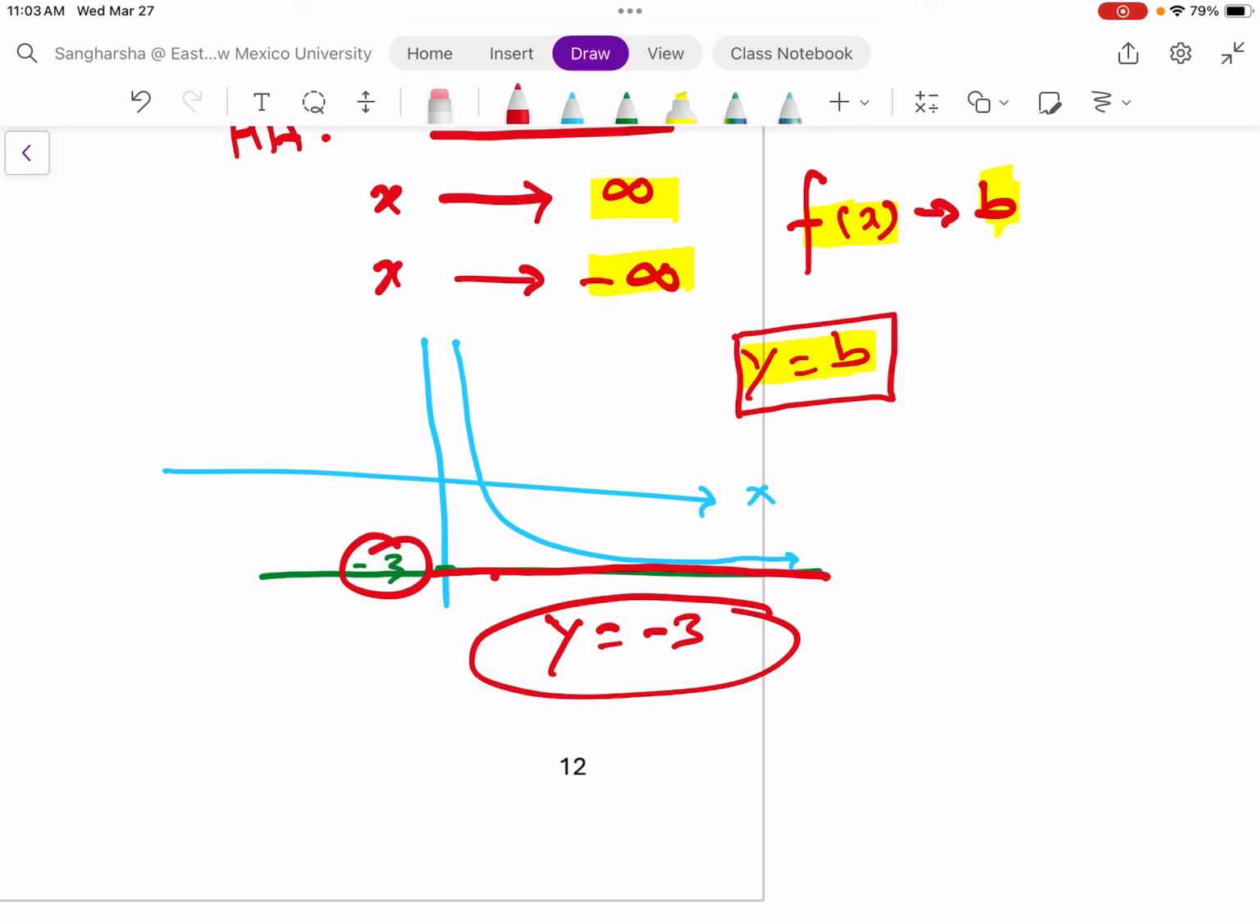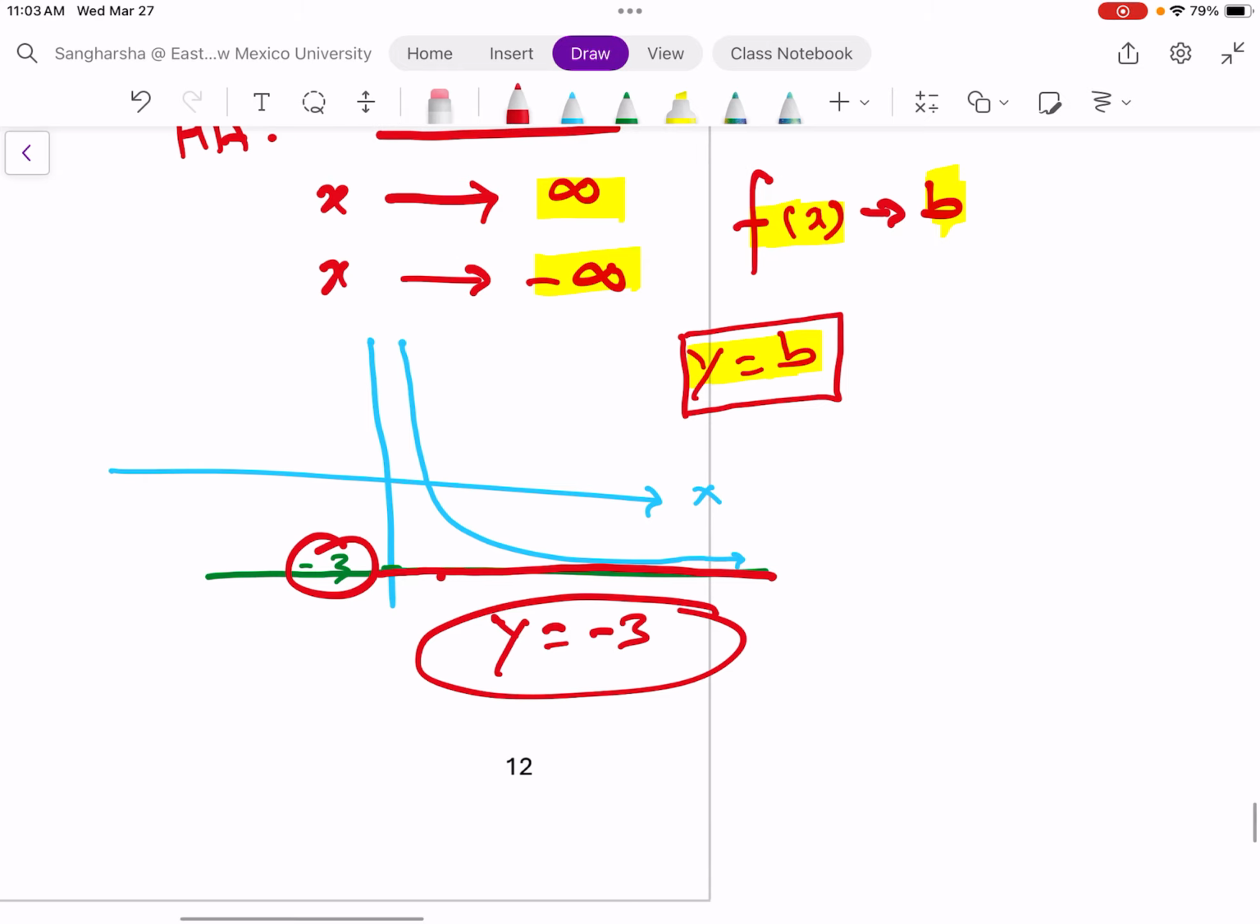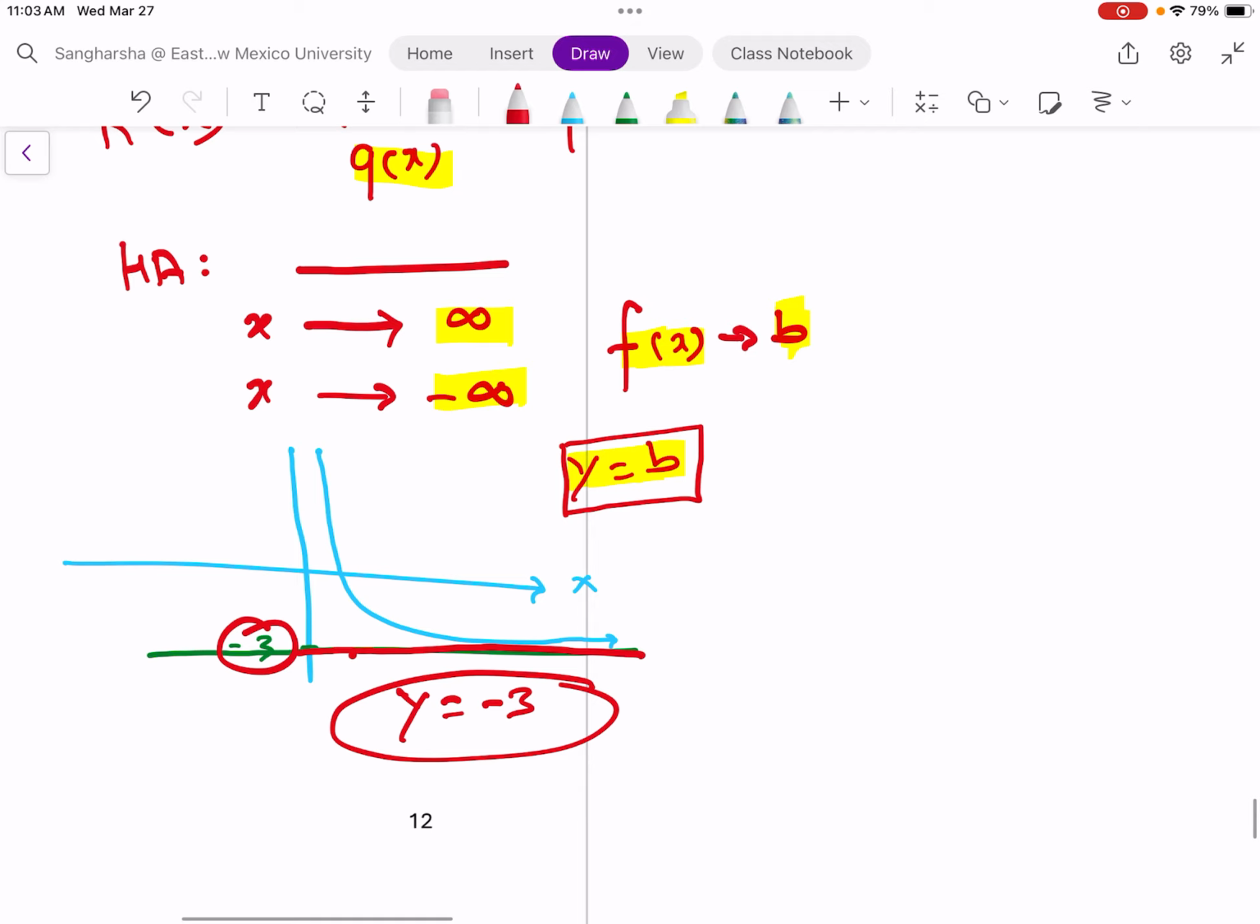Or we can also have, we take a very small input and our output is very close to some number, then y equals that number is a horizontal asymptote. Next we have the vertical asymptote. A vertical asymptote is a vertical line.